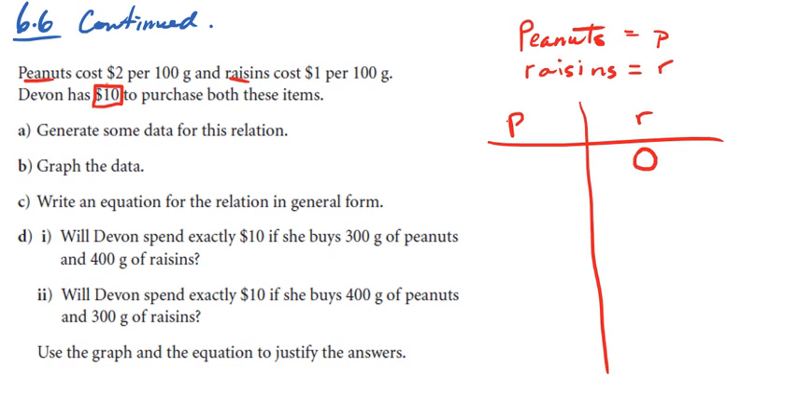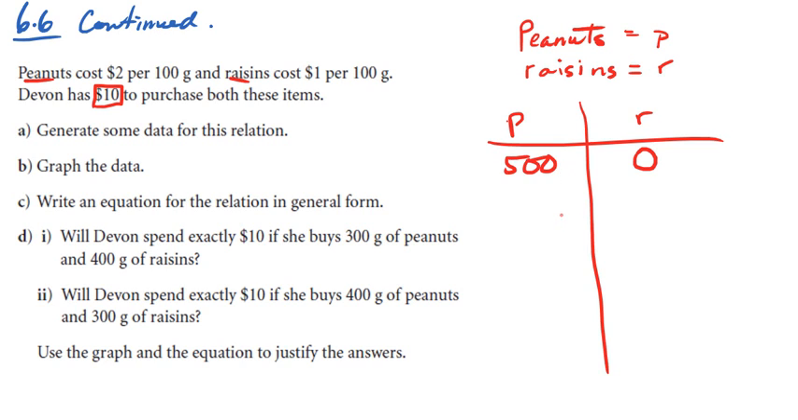Peanuts are $2 per 100 grams. So if Devin spends all $10 on peanuts, how many groups of $2 are in 10? Or how many grams of peanuts will he have if he just buys peanuts? 500 grams? Okay, is that agreed? Again, $2 per 100 grams, so you can buy 5 of those. 5 times 100 is 500. So 500 grams there.